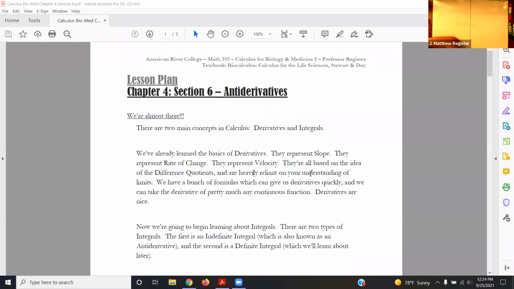Integrals are different. And so there's two forms. One is the indefinite integral, which is what we'll be learning today, and is also known as the antiderivative. And the second is definite integrals, which I believe we'll be learning in our next lesson. And so that's coming.